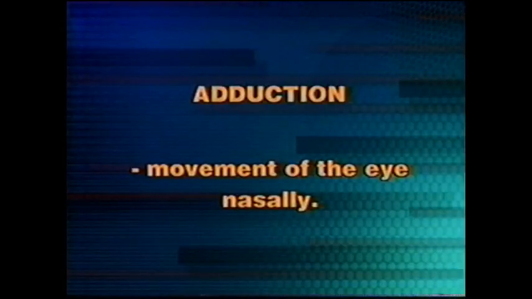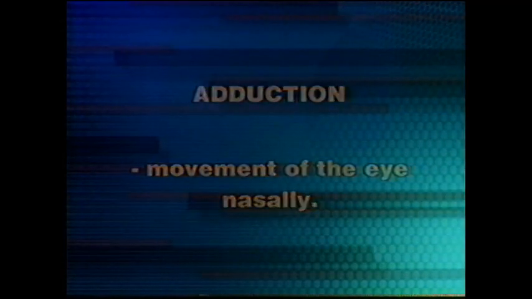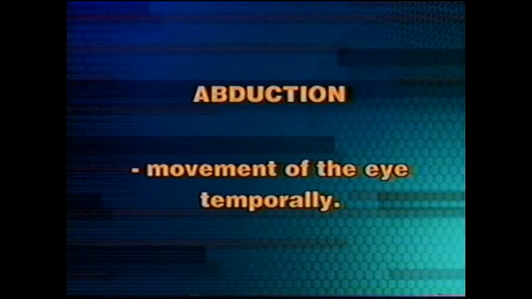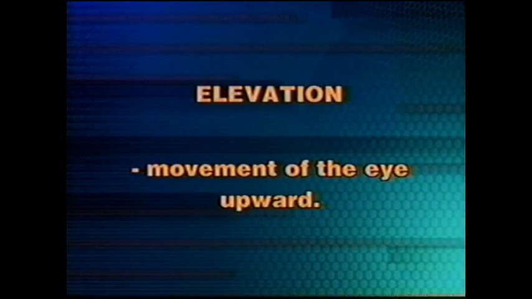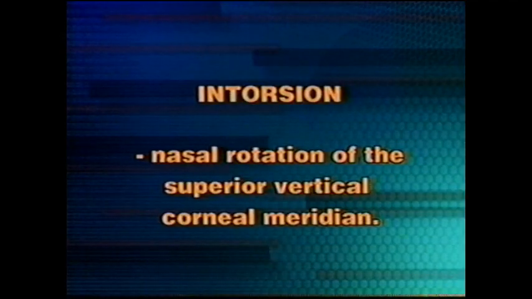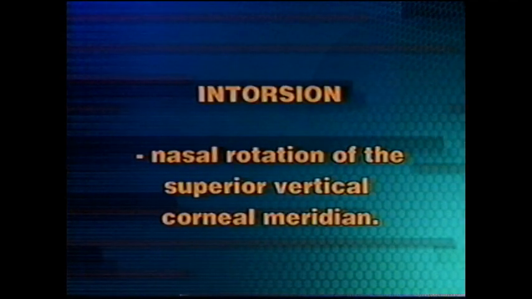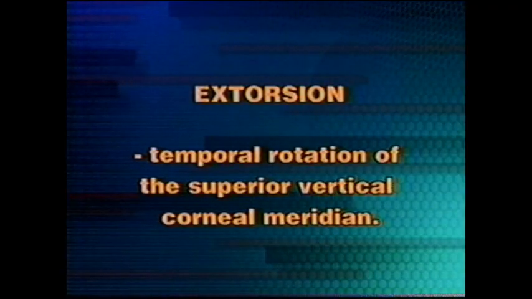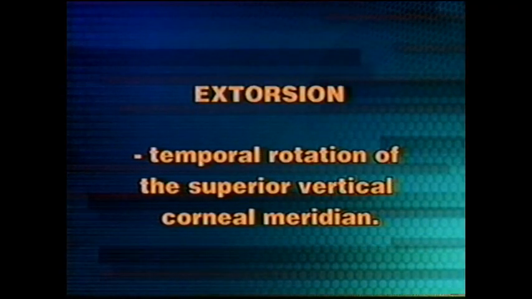Ocular motility. Eye movements can be monocular, one eye only, or binocular, both eyes together. Monocular eye movements are called ductions, and 6 terms are used to describe them. Adduction, which is movement of the eye nasally. Abduction, movement of the eye temporally. Elevation, movement of the eye upward. Depression, movement of the eye downward. Intorsion, nasal rotation of the superior vertical corneal meridian. And extorsion, temporal rotation of the superior vertical corneal meridian.